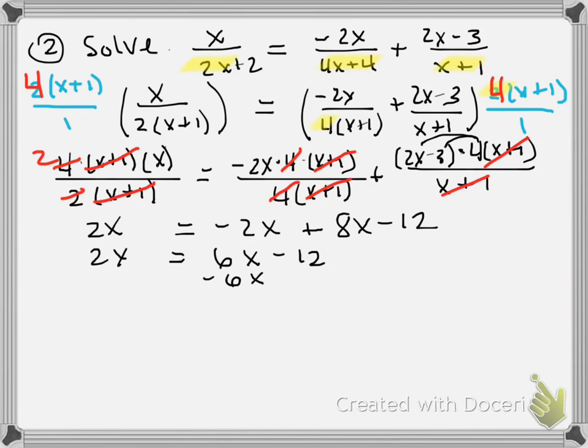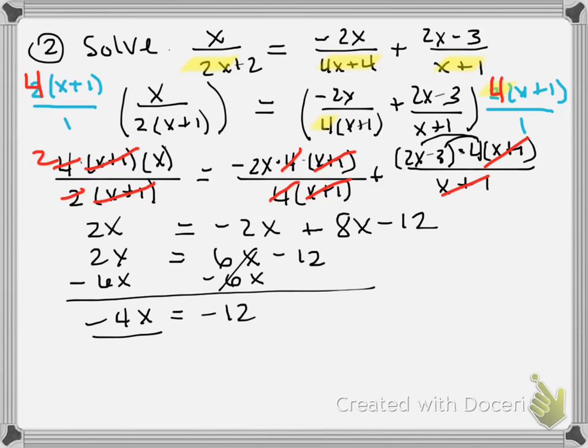Subtract 6x from both sides. Get negative 4x equals negative 12. Divide both sides by negative 4. And I find that x equals 3. Beautiful.